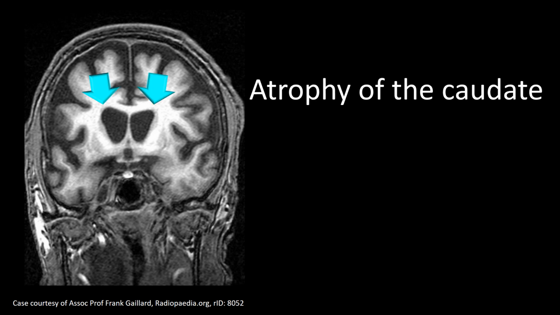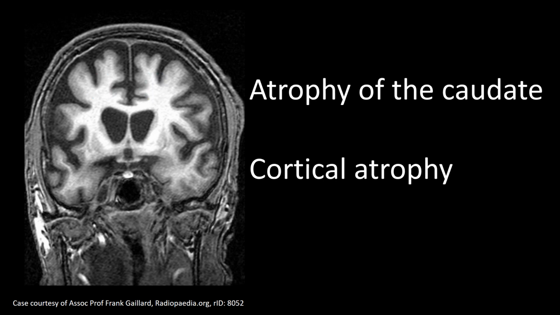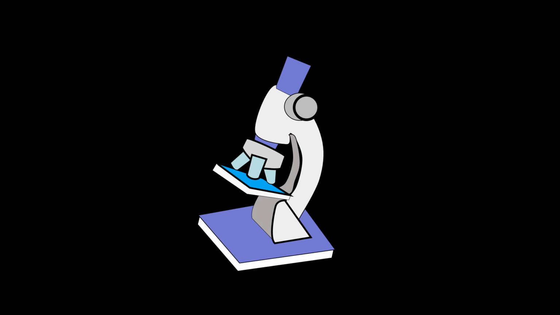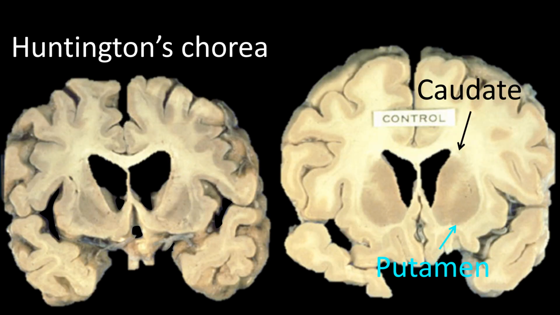As you can see, this is a coronal MRI in a patient with Huntington's chorea. You can see bilateral atrophy of the caudate and diffuse cerebral cortical atrophy. The pathology of Huntington's chorea can be appreciated viewing the brain of a Huntington's chorea patient and a normal control brain side by side. The caudate and the putamen are atrophic.